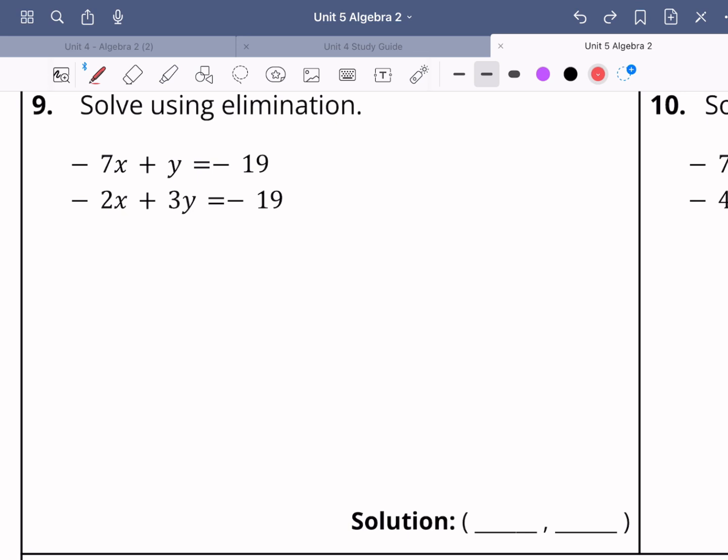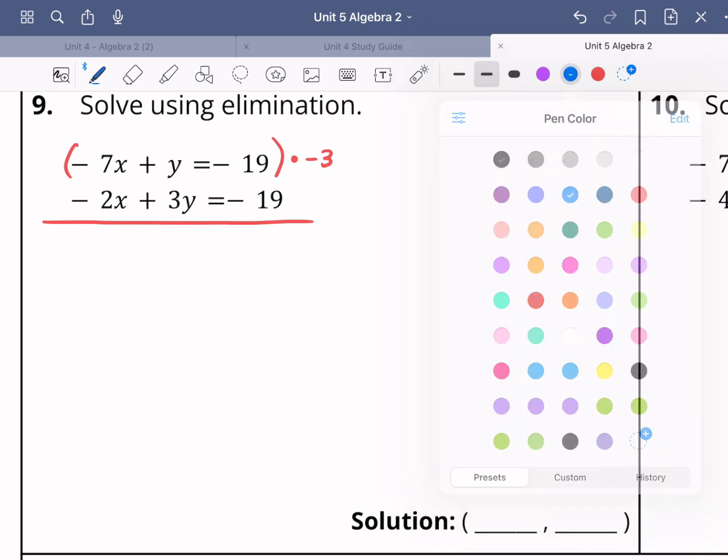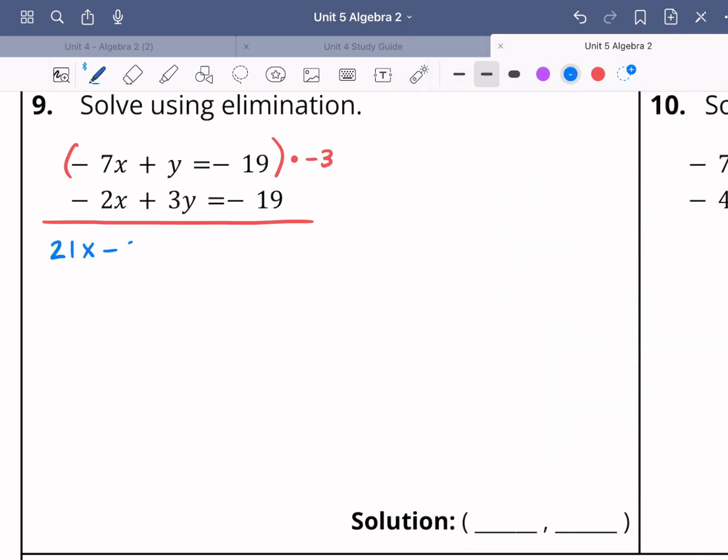So what I'm going to do is multiply this top one by negative 3 with the goal of canceling my y's. So once I multiply by negative 3, I get a new system. So I'm going to rewrite the full thing after multiplying by negative 3, and then I'll just go ahead and copy down the second equation. All right. Now, if I add these together, the y's cancel.